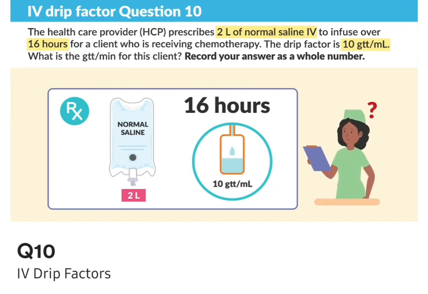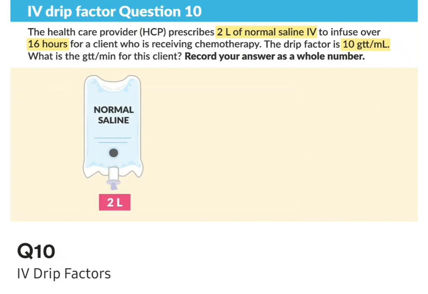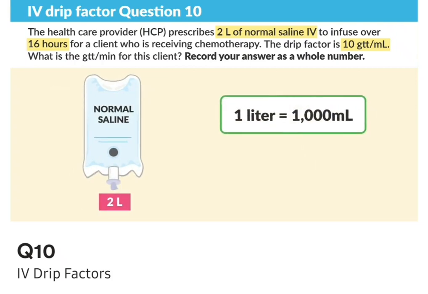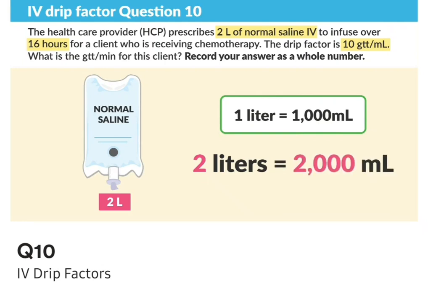All right, so this question is giving you liters and not milliliters. So, first, you have to convert those 2 liters to mLs, right? So, as you know, 1 liter is 1,000 mLs. It's a normal bag of saline, right? 1 liter of saline. So 2 liters would obviously be 2,000 mLs. Now you have to make this conversion before you start plugging in your numbers.